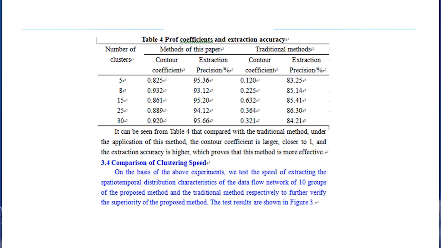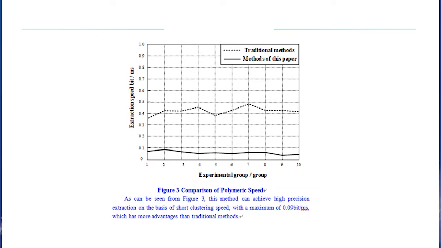On the basis of the above experiments, we test the speed of extracting the spatiotemporal distribution characteristics of the data flow network of 10 groups of the proposed method and the traditional method respectively to further verify the superiority of the proposed method. The test results are shown in Figure 3. As can be seen from Figure 3, this method can achieve high precision extraction on the basis of short clustering speed, with a maximum of 0.09 ms, which is more advantageous than traditional methods.